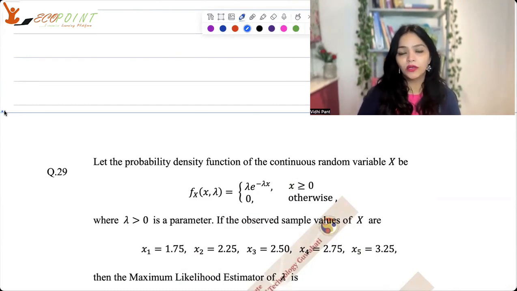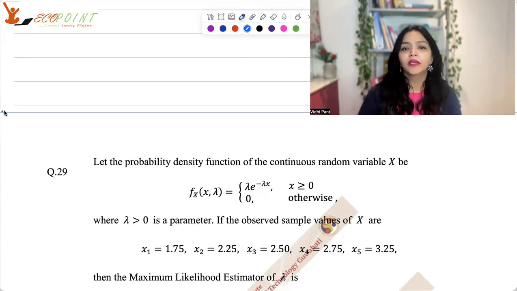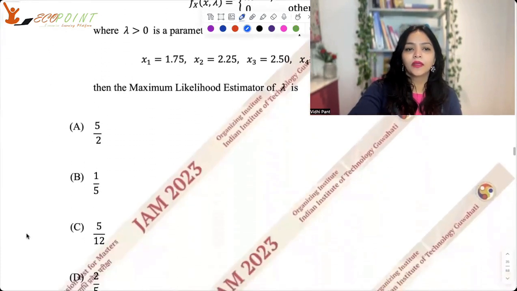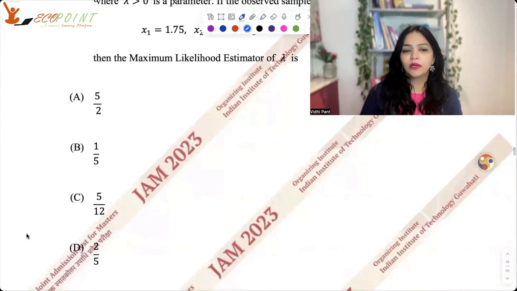The next question we're going to work on is a maximum likelihood question. Let the probability density function of the continuous random variable x be f of x, given lambda, equal to lambda times e to the power minus lambda x when x is greater than or equal to 0 and 0 otherwise, where lambda greater than 0 is a parameter. If the observed sample values of x are, x1 is 1.75, x2 is 2.25, so on and so forth, the values are right here in front of you, then the maximum likelihood estimator of lambda is 5 by 2, 1 by 5, 5 by 12, 2 by 5.